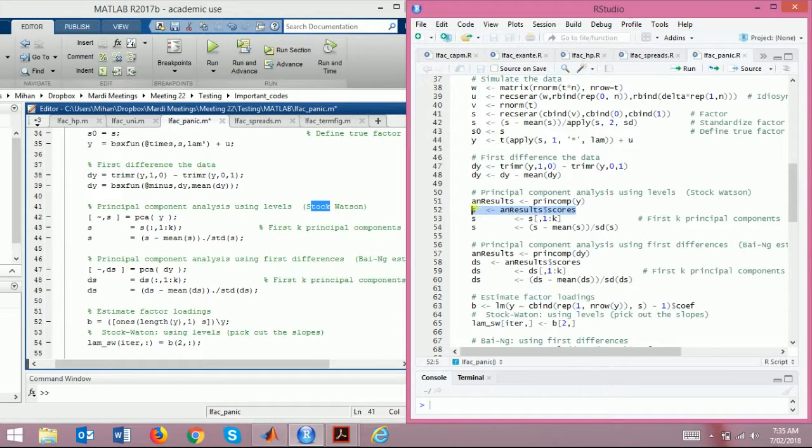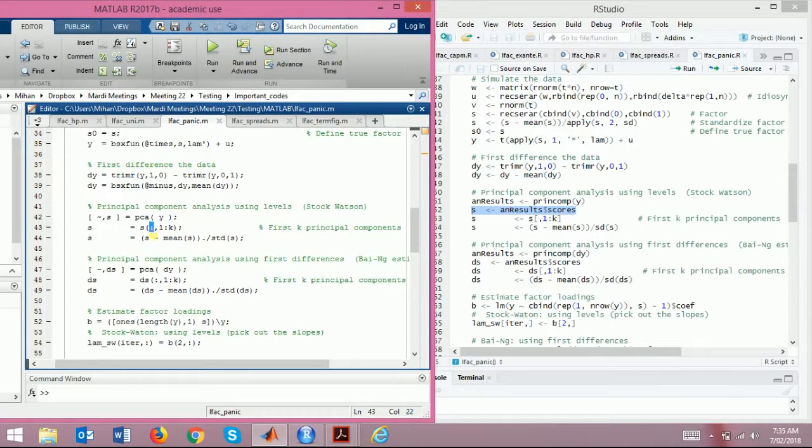Principal component analysis, S is just the scores, and we take all rows and 1 to k columns, and this is important because of the dimension. L rows and 1 to k columns, right? First k principal components, and then we do a standardization. We took a standardized version.